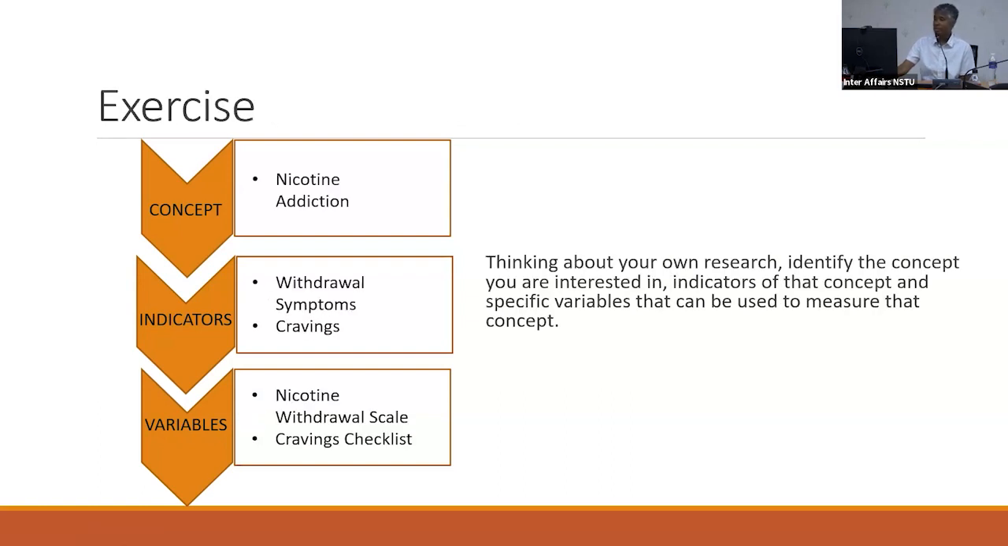Thinking about it in terms of my own research, the concept is nicotine addiction. Indicators based on a concept analysis of nicotine addiction are withdrawal symptoms and cravings. The specific variables that I'm going to use in my study to measure the concept of nicotine addiction are the nicotine withdrawal scale and the craving checklist.